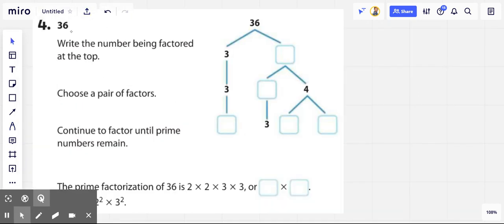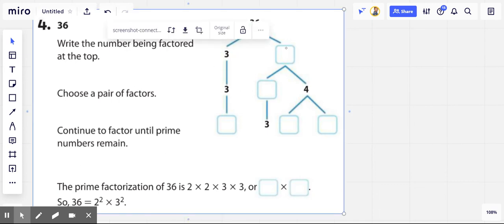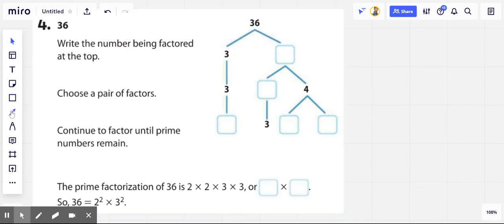All right, here we have 36. Write the number being factored at the top. 36 is there. Choose a pair of factors. So we have 3, and we're supposed to fill in this factor right here. Well, what times 3 equals 36? It's going to be 12. We know 3 is a prime number, so it's going to be automatically on our list. So I'm just going to drop down a 3 there.